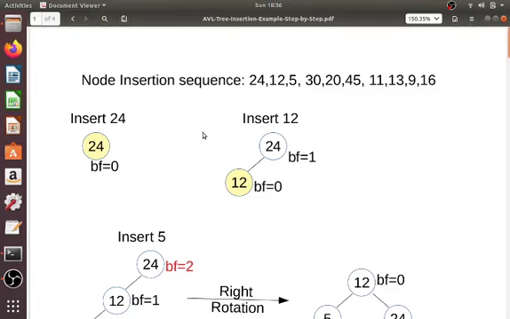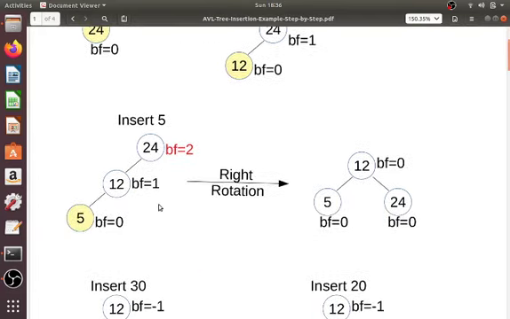As 12 is smaller than 24, it becomes its left child. At this stage, the balance factor of 24 is equal to 1. It still is in the limit of minus 1 to 1. Next we carry out the insertion of 5. 5 is inserted on left of 24 and further as a left child of 12.